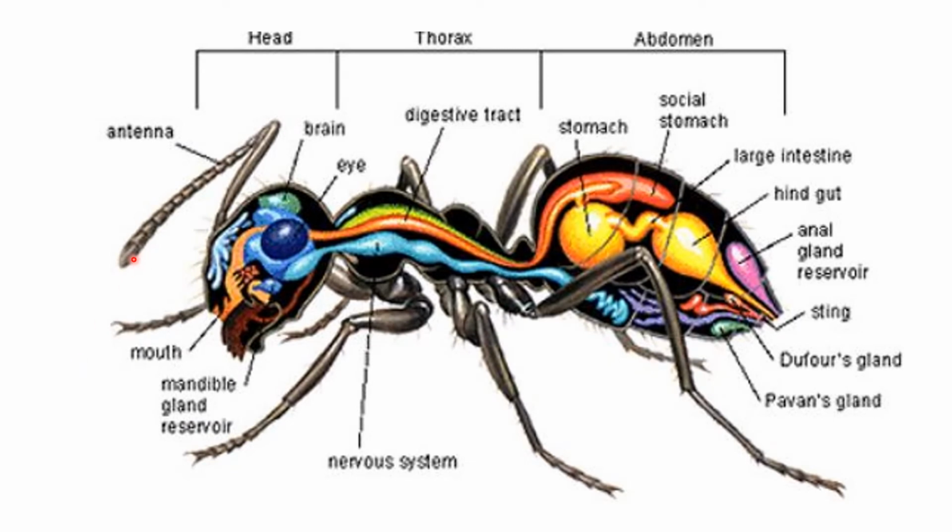Like all insects, an ant's body is divided into three main parts: the head, the thorax, and the abdomen, and it has a hard waterproof exoskeleton. Antennae are used to feel things. Ants also have a very small brain. Some parts of ants are brain, eyes, digestive tract, stomach, social stomach, large intestine, etc.